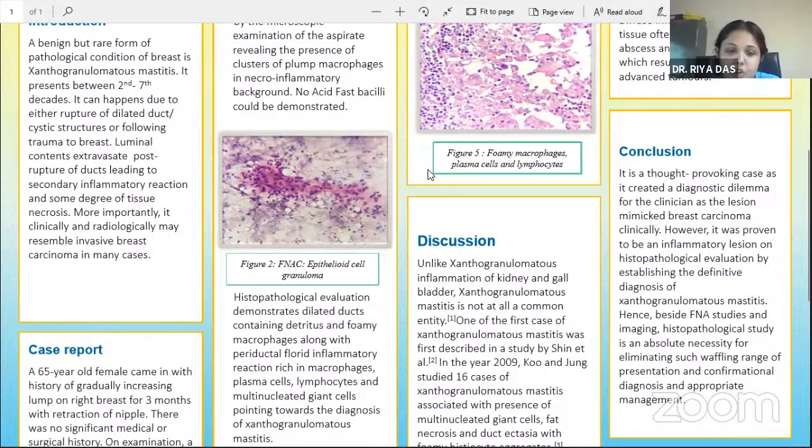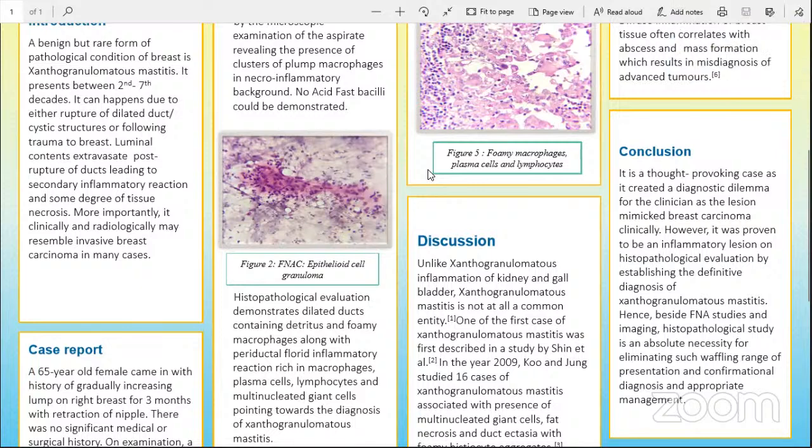Generally, granulomatous mastitis is idiopathic, sir. But it can happen following a rupture of a dilated duct or any cystic structure, or by direct trauma caused to the breast. Okay. Can any autoimmune disease cause it? Yes, IgG4 disease can cause a xanthogranulomatous inflammation.